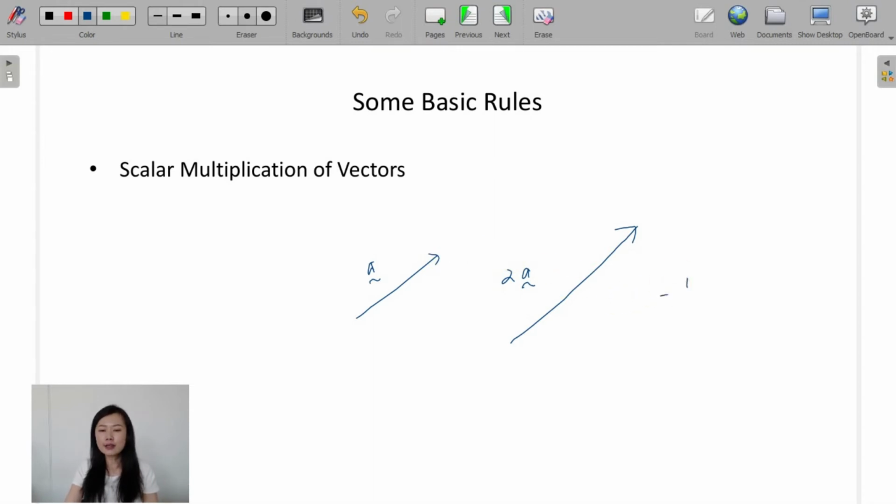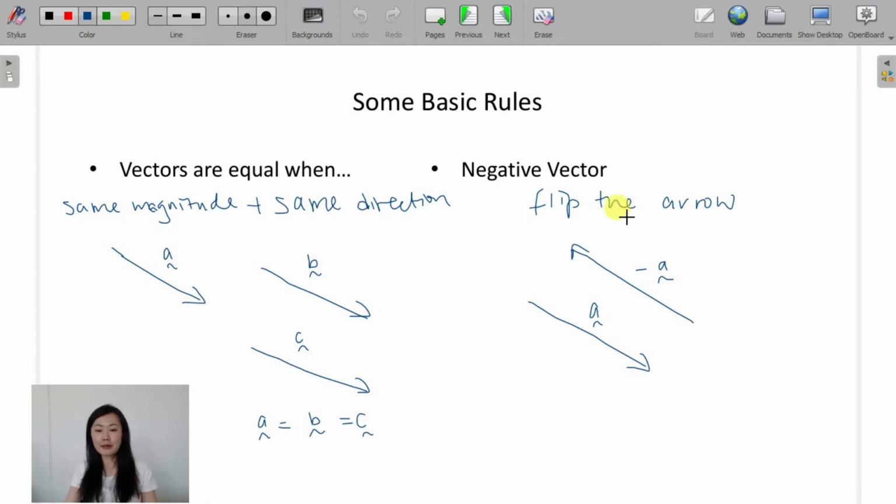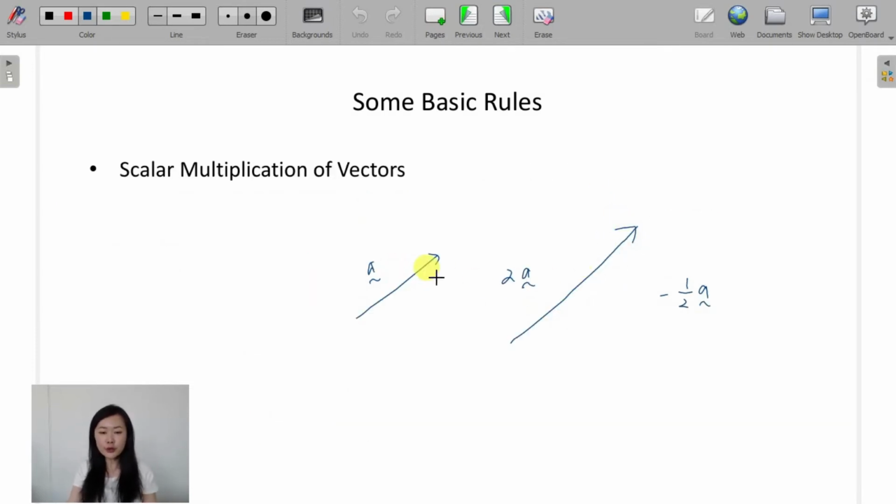Unless, let's say, I have minus a half. The minus, remember, flips the direction. So the minus flips this to the opposite direction and I need half the length. So it will be roughly like that. All right, so that just gives you a sense of what happens when you multiply a number to a vector.